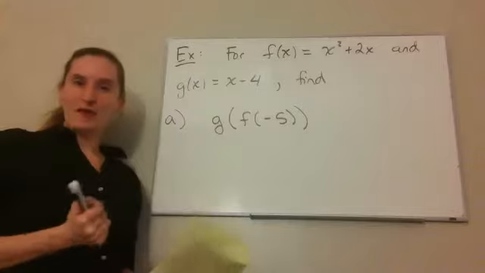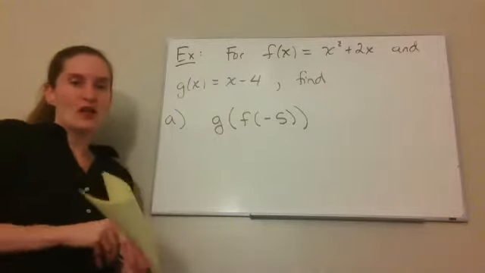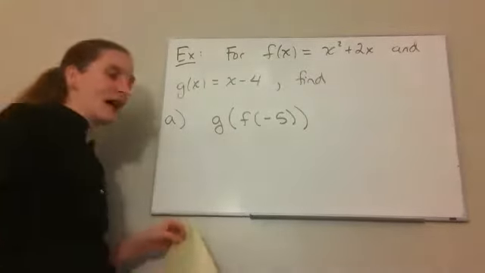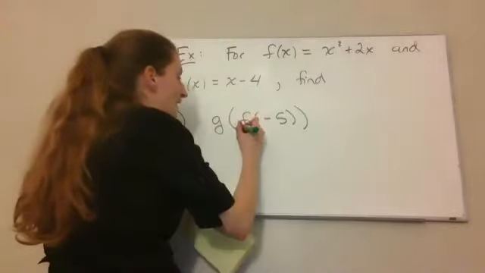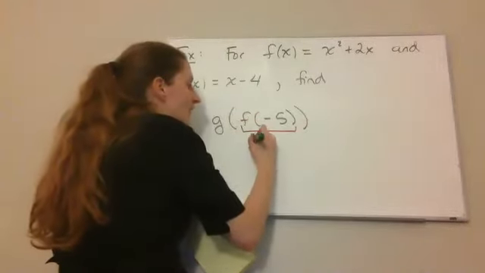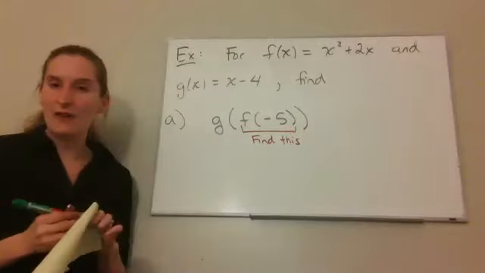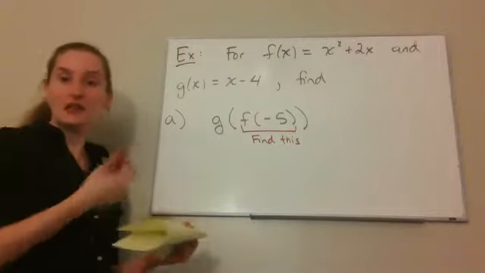When you see it written this way, you always want to start on the inside and work your way out. So when I look at this, I see that f of negative 5 is the very, very inside of this. That's the first thing I need to find. So we're going to find out what f of negative 5 is, and then we're going to plug the result into the function g.